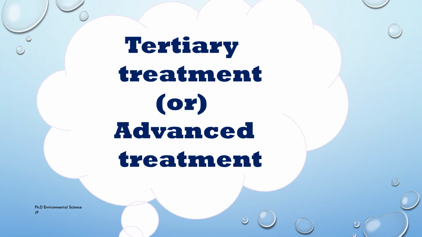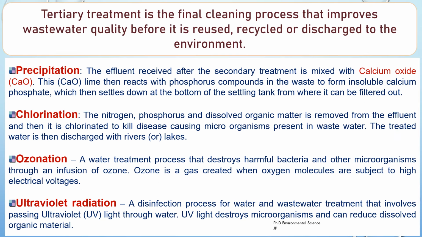Tertiary treatment. It is the final cleaning process that improves the wastewater quality before it is reused, recycled, or discharged into the environment. So first is precipitation. After secondary treatment, effluent may still contain phosphorus compounds that need to be removed before discharge.